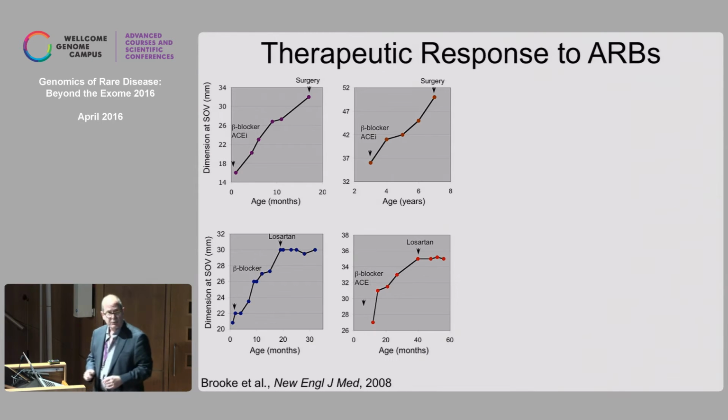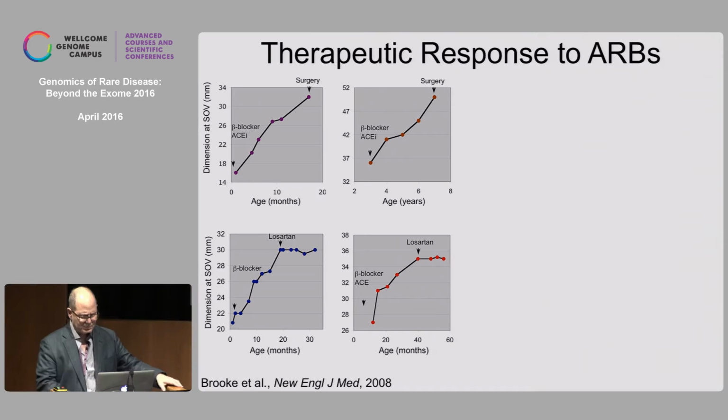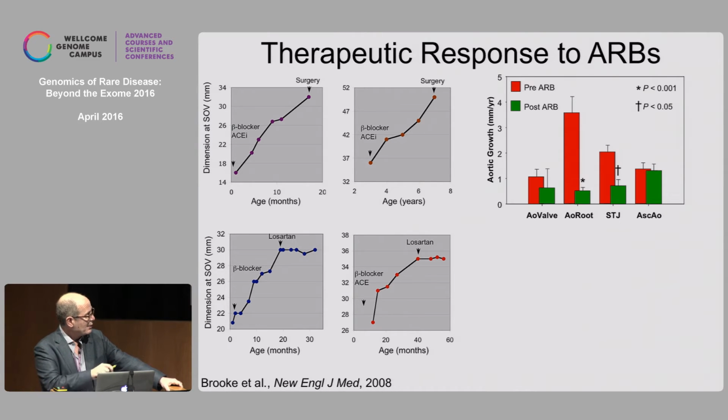These are the aortic root growth curves for the first two such children that we treated with losartan, showing a striking plateau of aortic root growth coincident with starting the medication. In total, we treated about 20 such children, and on average saw a 10-fold reduction in aortic root growth rate compared to their performance on prior medical regimens.